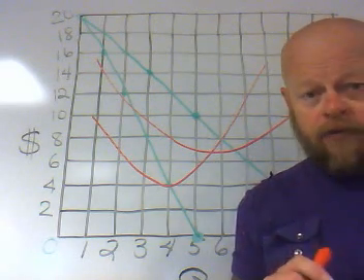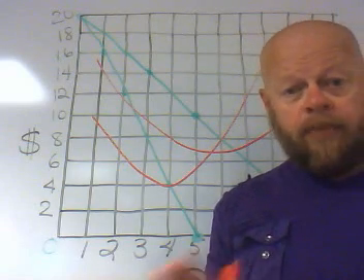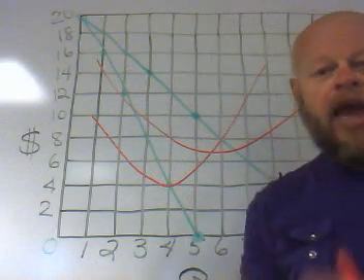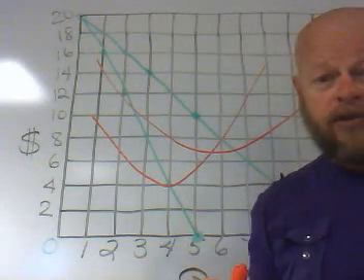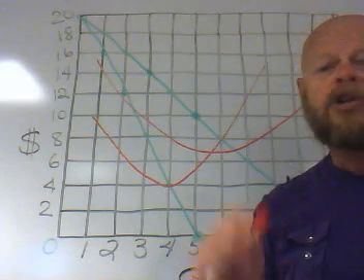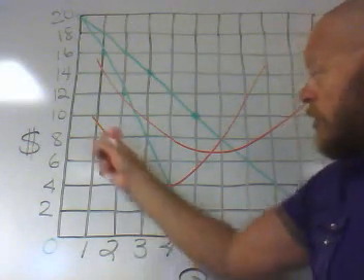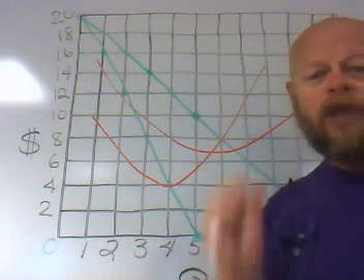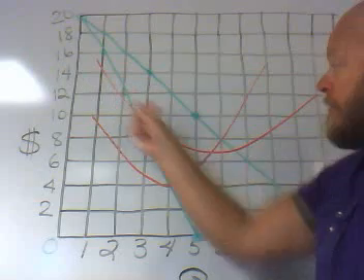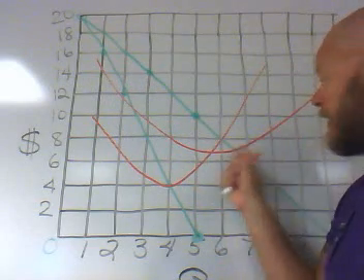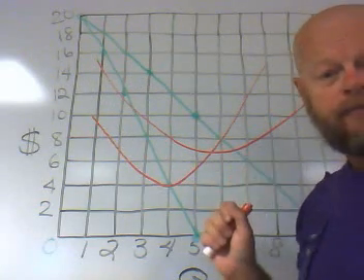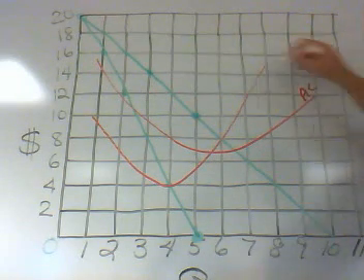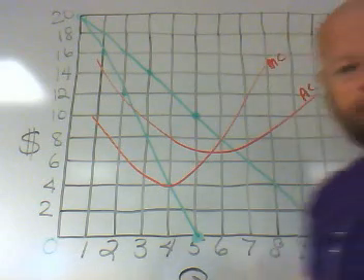Both of those cost curves will always be U-shaped. And you can always tell which is which because the marginal cost curve always goes deeper and always crosses the average cost curve at the bottom of the average cost curve. So that means this has to be average cost, this has to be marginal cost.